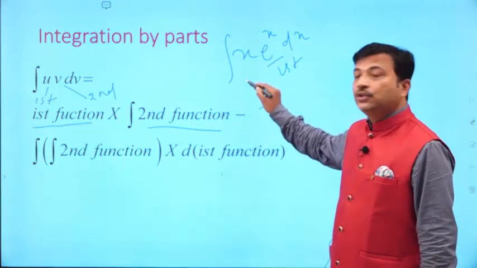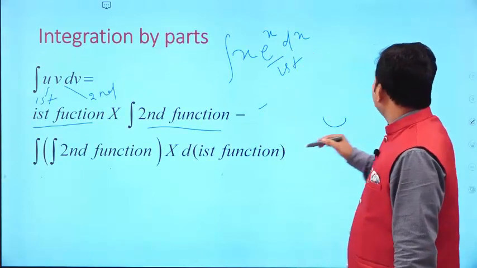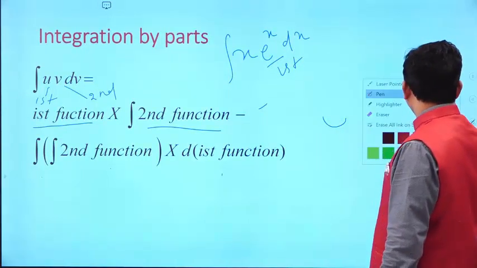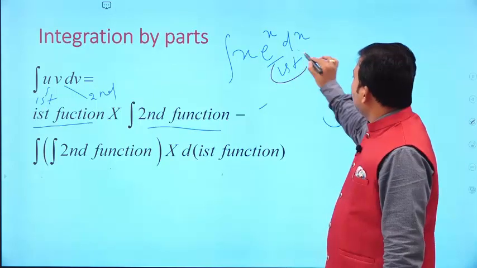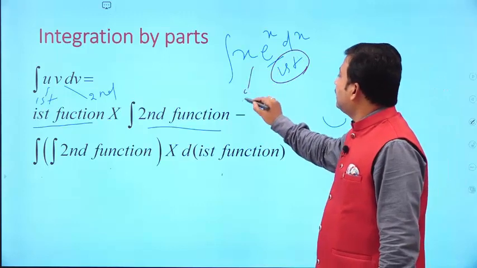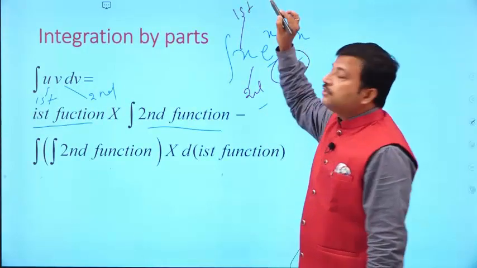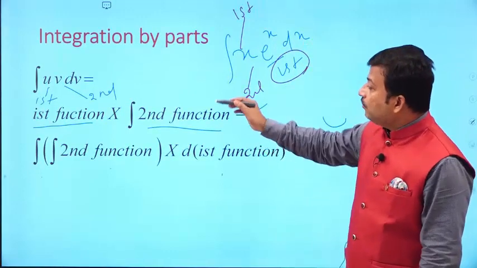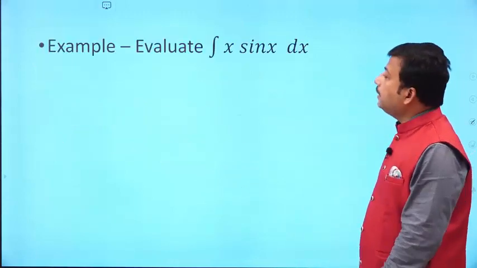So x into e to the power x dx. If you choose e to the power x as the first function, then it is quite impossible to do it. Is it clear? So this is your first function. This as the second function is wrong. So the first function should always be this one, so that you can do it. That is why I am telling you first function into second function. You should choose properly.